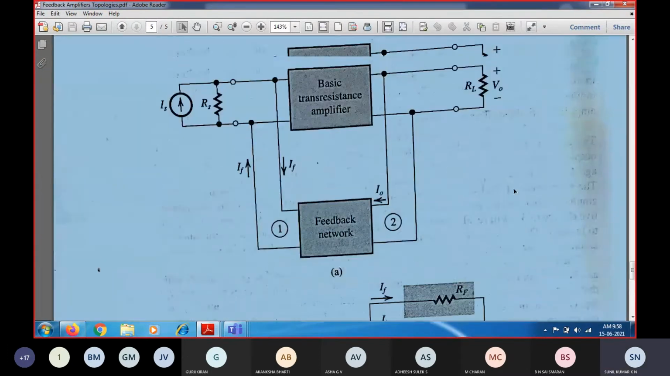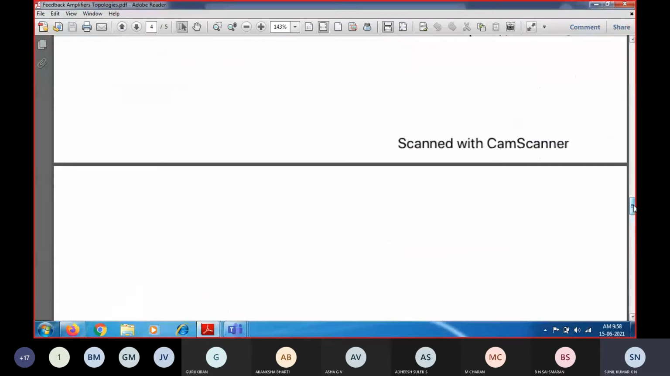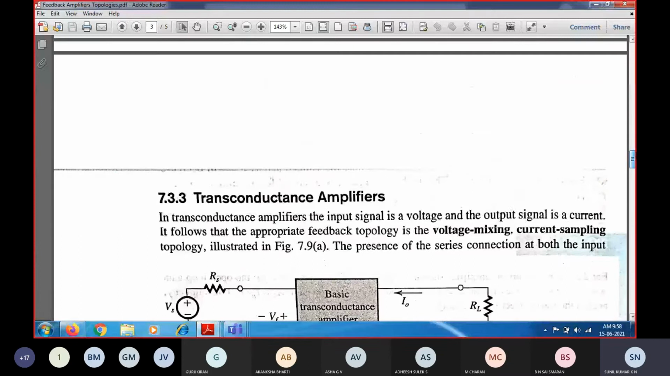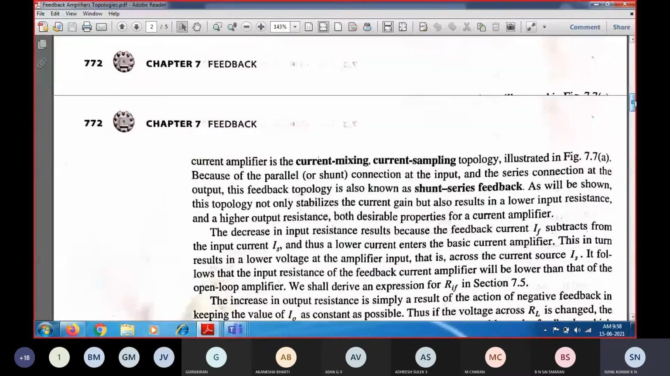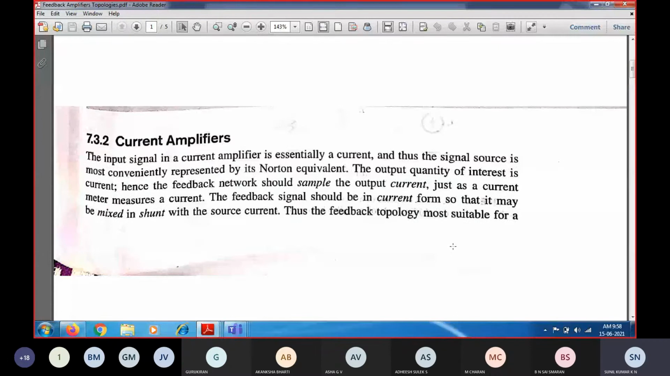So in the last class we discussed the basics of feedback amplifier topologies. In that we have seen four different amplifiers, and upon employing feedback, how to get the sample from the output side as well as the input side.